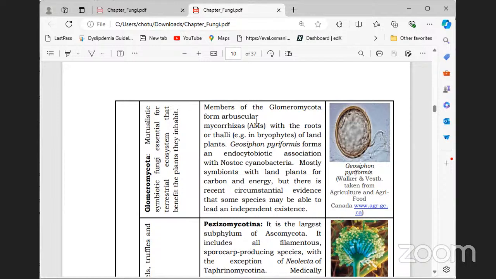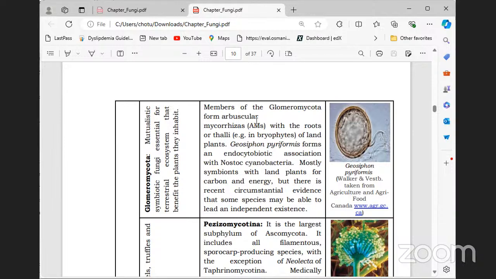Next one, this is the land plant. Geosiphon pyriformis forms a cyto-symbiotic association. In the roots, this fungus associates with Nostoc, Anabaena, cyanobacteria. Mostly these are all symbiotic systems. These are all called symbiosis, with land plants providing carbon and energy.